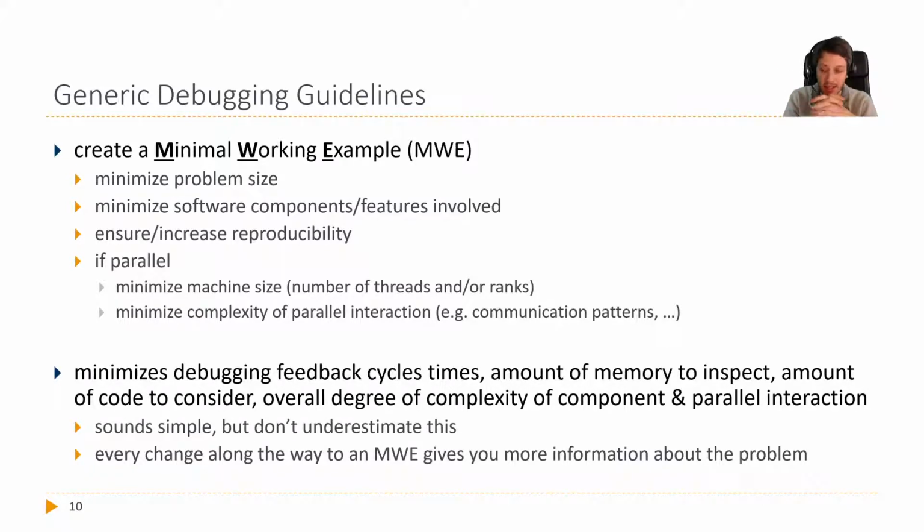So yeah. And consider, if you do all of that, not only do you arrive at a minimum working example at the end that is nice to present to colleagues and to discuss, but also every change along the way towards this minimum working example gives you more information about the problem. I reduce the problem size. Does it still occur or not? I remove the software component that is no longer involved. Is the bug still there or not?